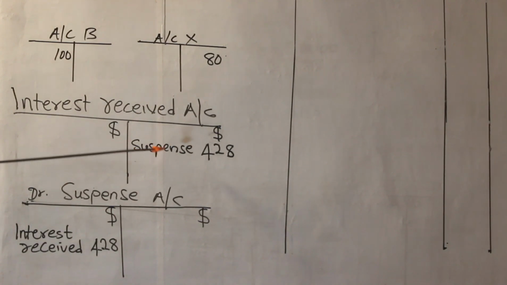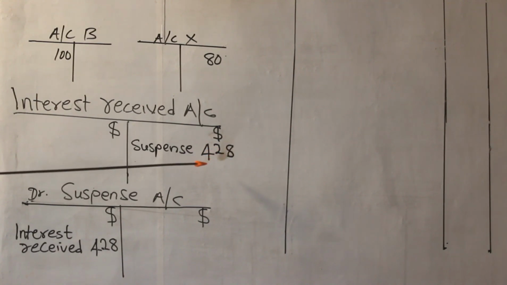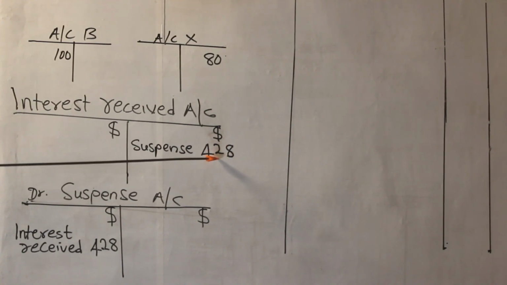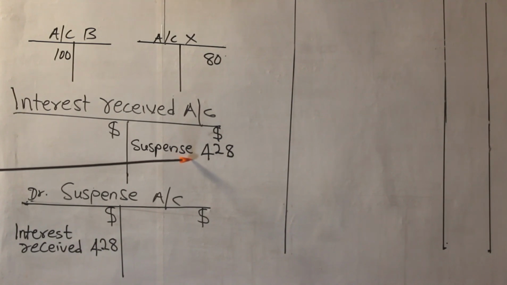Now that is why we said that since the interest received account has been undercasted by 428, we added back the 428 on the credit side when correcting this error. Therefore, the interest received account has been credited with 428, while the suspense account will be debited with 428. Immediately we debit the suspense account with 428, what it means is that this error has succeeded in increasing the debit side of the suspense account, or has succeeded in increasing the debit side of the trial balance by $428.